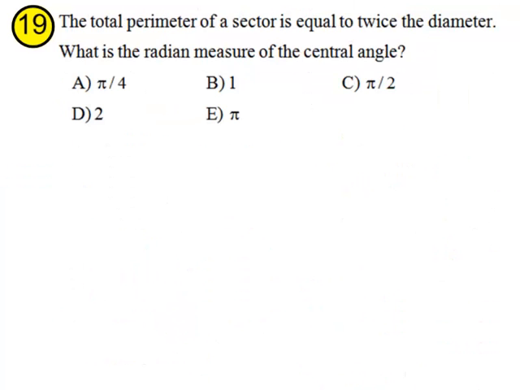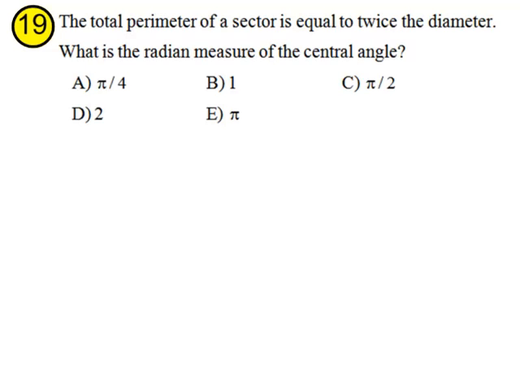All right, on to number 19. The total perimeter of a sector is equal to twice the diameter. What is the radian measure of the central angle? Students often struggle with this one a little bit at first, but after we talk about it, they find it's not too bad. We're talking about a sector again, a pizza slice.